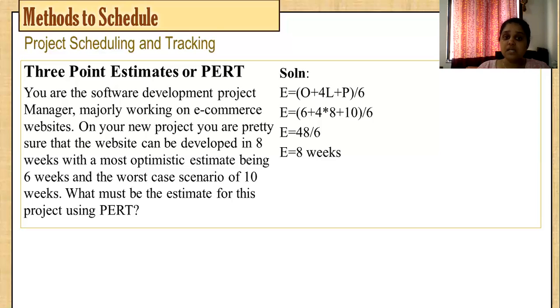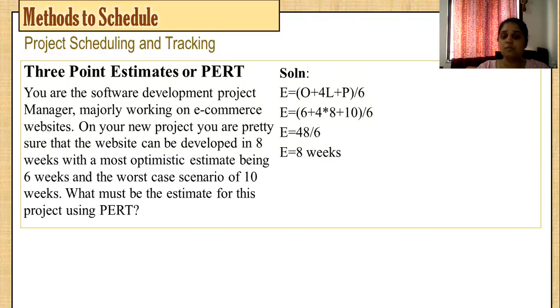Most optimistic estimate is of 6 weeks. So it is saying that 6 weeks is a time where your project will happen as fast as possible, and they're assuming everything will be fine. And next is the worst case scenario, that is your pessimistic approach, in which they are having a 10 weeks of schedule duration. Okay, so what should be the estimate for this project using PERT?